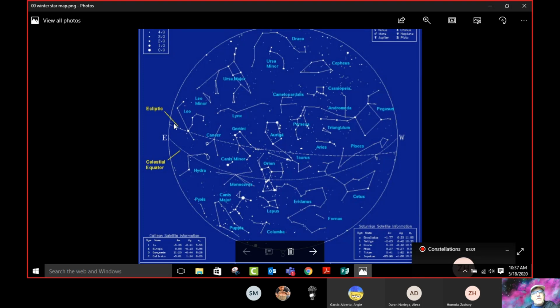The ecliptic itself is the path that the sun traces through the sky. So if you were to draw a map of the sun and where it was every day during a year, it would be moving along the ecliptic here, little by little. So the ecliptic is the sun's path through the sky during a year.